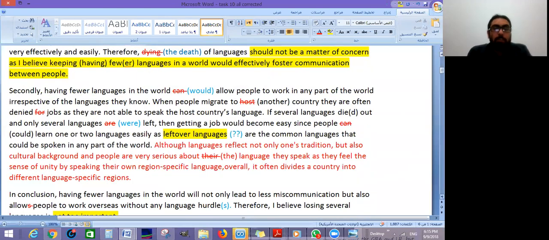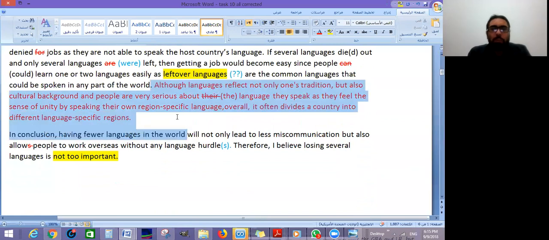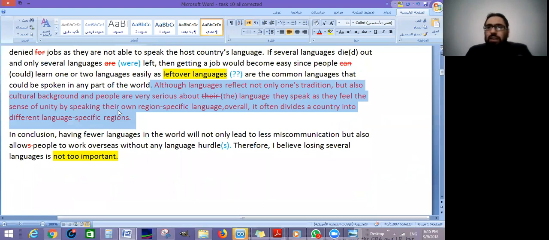Anyway, here I have something that I'm not that happy with. Although languages reflect not only one's tradition, but also cultural background, and people are very serious about the language they speak, as they feel the sense of unity and so on. I don't understand what's happening here, because here we're totally changing the topic.